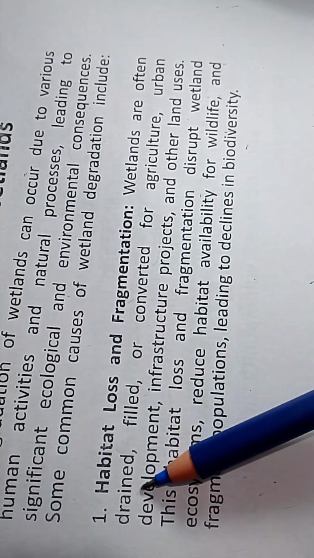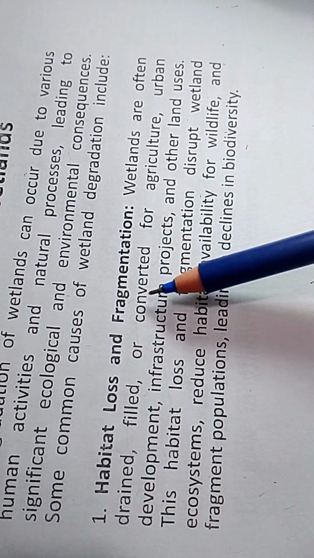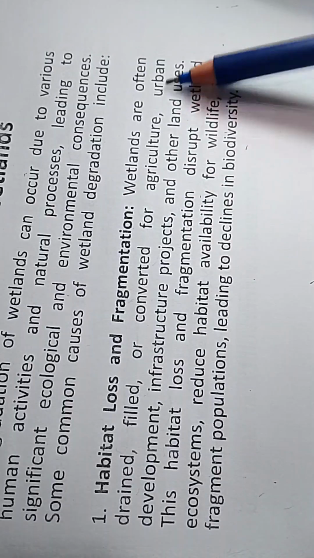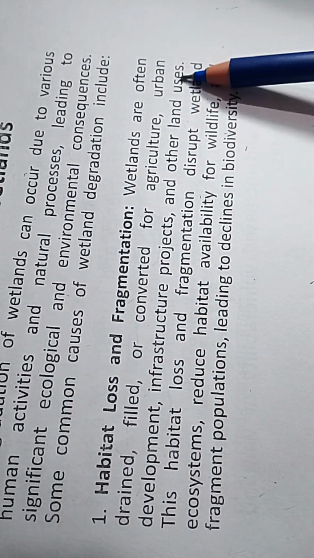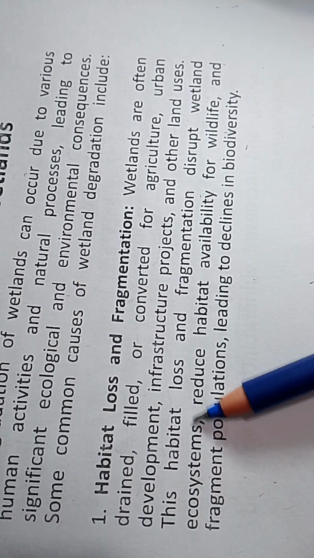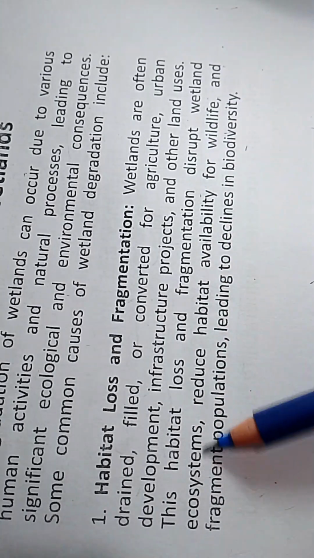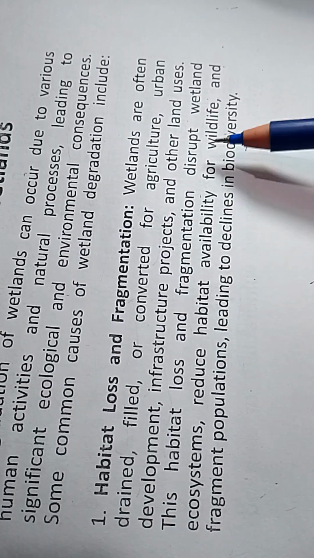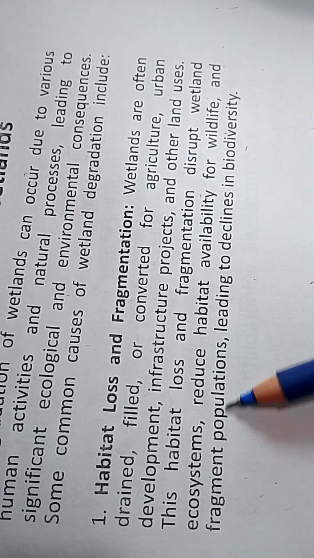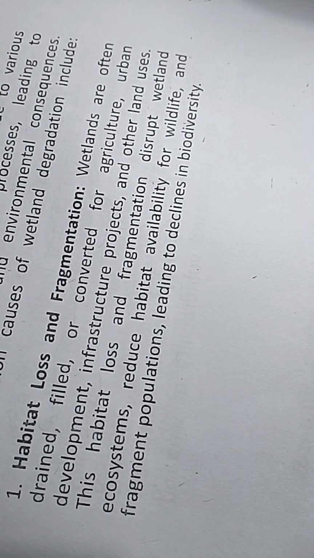Wetlands are often drained, filled, or converted for agriculture, urban development, infrastructure projects, and other land uses. These habitat loss and fragmentation disrupt wetland ecosystems, reduce habitat availability for wildlife, and fragment populations, leading to decline in biodiversity.